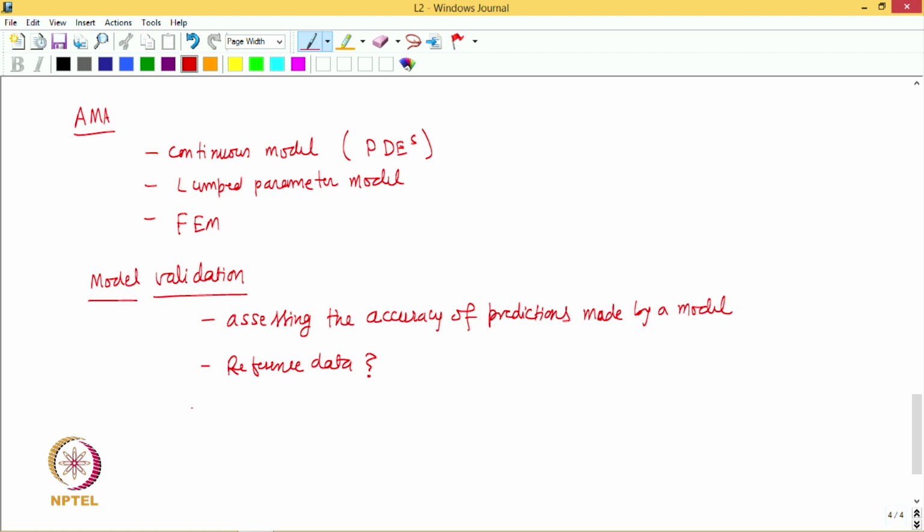Okay. So, therefore, the output of the experimental model analysis can be used, and in fact it is used, to validate spatial models.